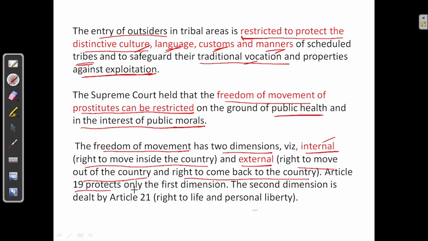Article 19 protects only the first dimension, that is, only internal movement. The second dimension is dealt with by Article 21. Article 21 is the right to life and personal liberty. So, Article 19 protects only the internal movement. Article 21 deals with the external movement.